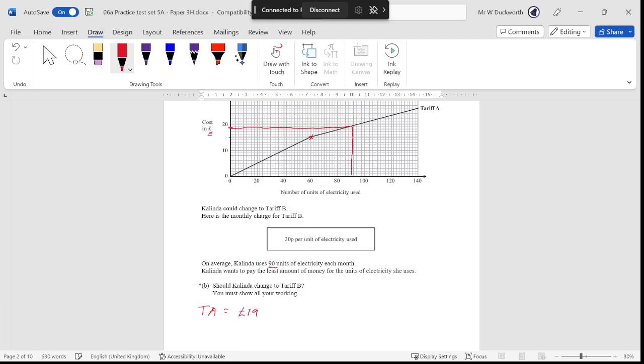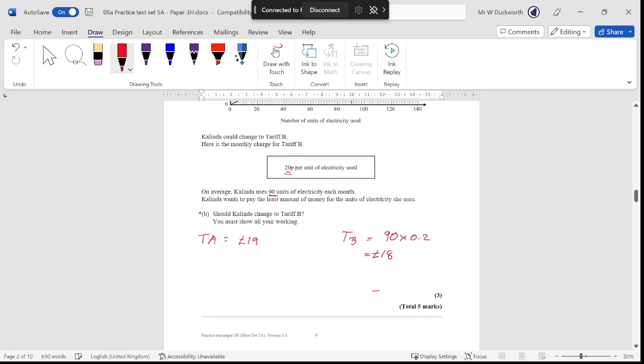For tariff B, we're just using the formula 20 pence per unit for each unit used. So 90 times by 0.2 to do it in pounds, which would give me £18. So which one should you use? Tariff B. Or it says, should Kalinda change to tariff B? Yes, as £18 is less than £19.